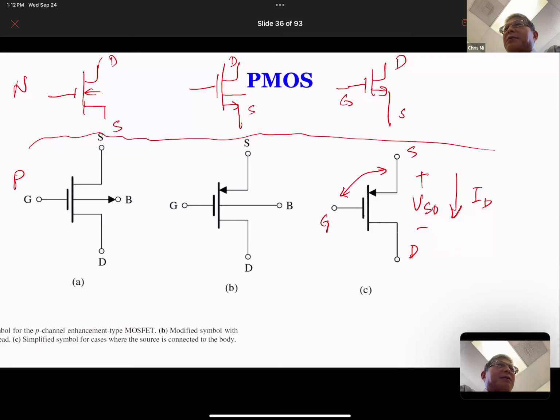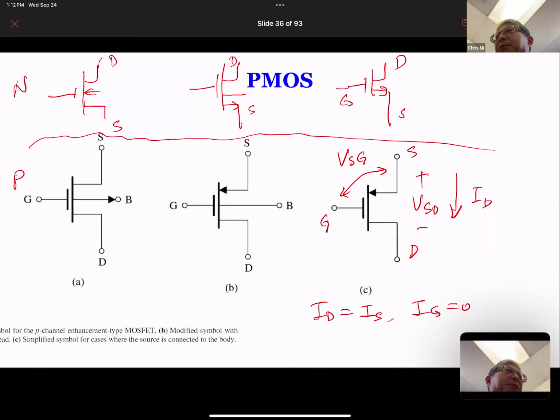Also the gate voltage now is VSG instead of VGS. Okay. And the voltage is VSD instead of VDS in PMOS, and the current is ID. Now we know that ID is equal to IS because IG is equal to 0. There's no gate current, so therefore you can always use ID instead of I. You can use IS as well.